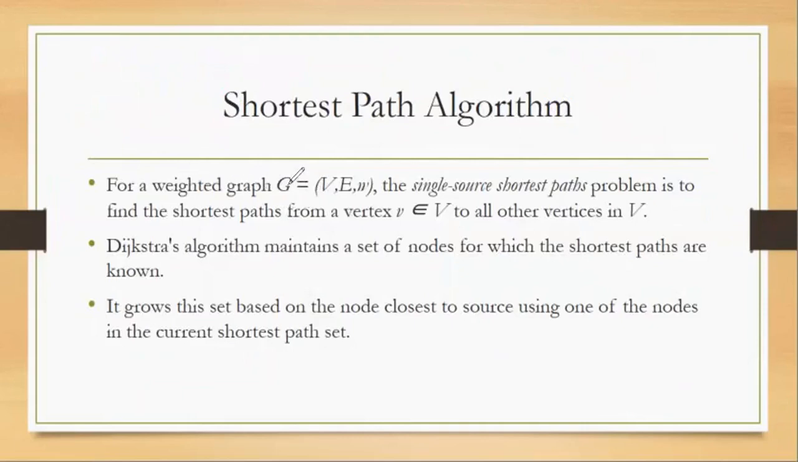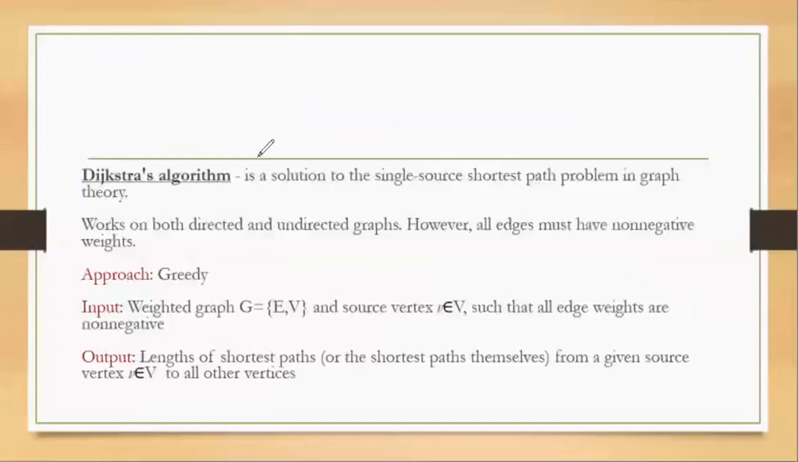So for a weighted graph G = (V, E, W), the single source shortest path problem is to find the shortest path from a vertex v, which belongs to the vertex set V, to all the other vertices in V. The algorithm maintains a set of nodes for which the shortest paths are known. It grows this set based on the node closest to the source using one of the nodes in the current shortest path set. Okay. After that, what is the input and output?